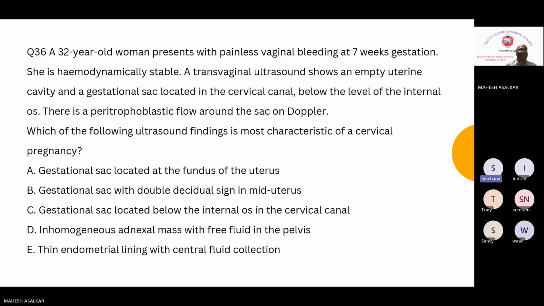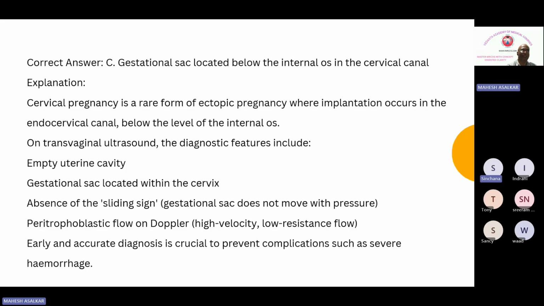A. Gestational sac located at the fundus of the uterus. B. Gestational sac with double decidual sign in mid uterus. C. Gestational sac located below the internal os in cervical canal. D. Inhomogeneous adnexal mass with free fluid in pelvis. E. Thin endometrial lining with central fluid collection. It is C, gestational sac located below the internal os in the cervical canal. It's very clear. For cervical pregnancy, the G-sac has to be below the level of the internal os, that is the location. Another feature is the absence of the sliding sac sign, and increased peritrophoblastic vasculature. These are the particular features.